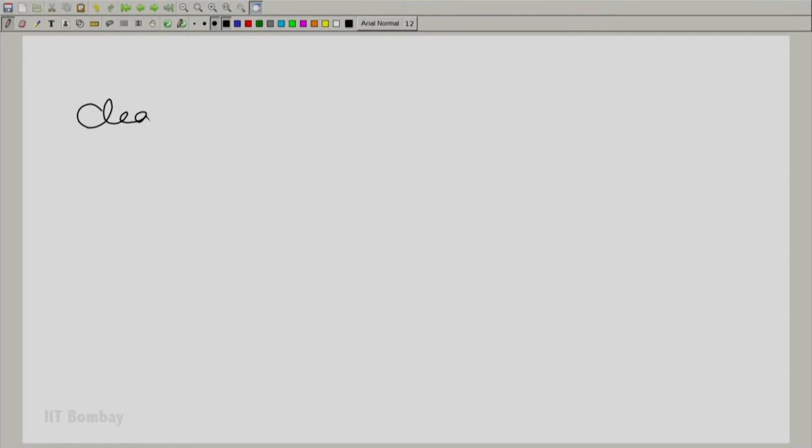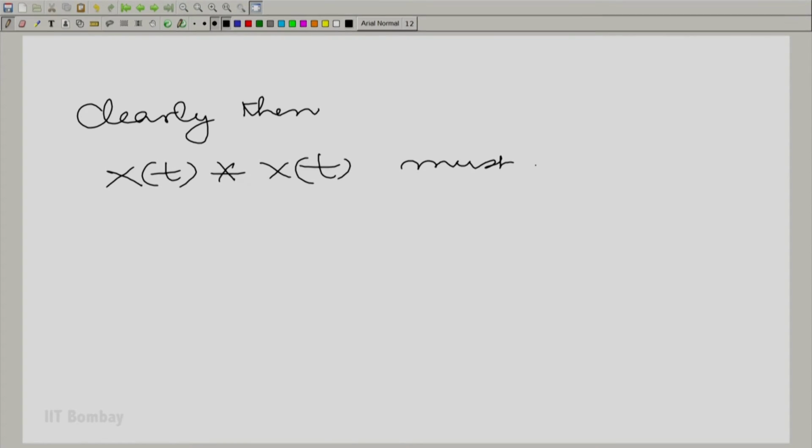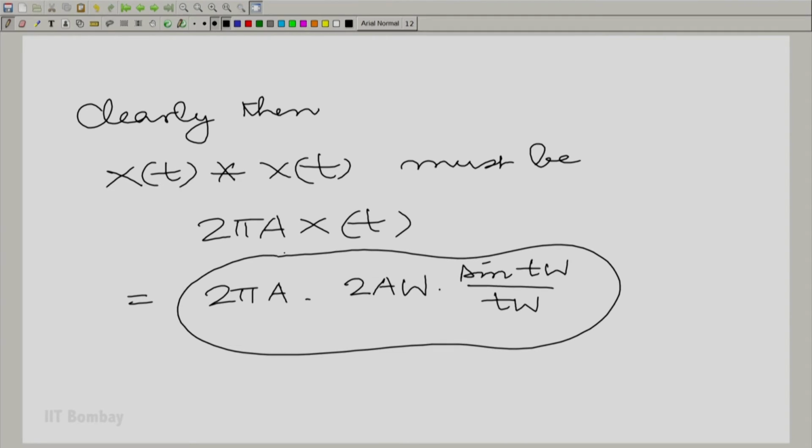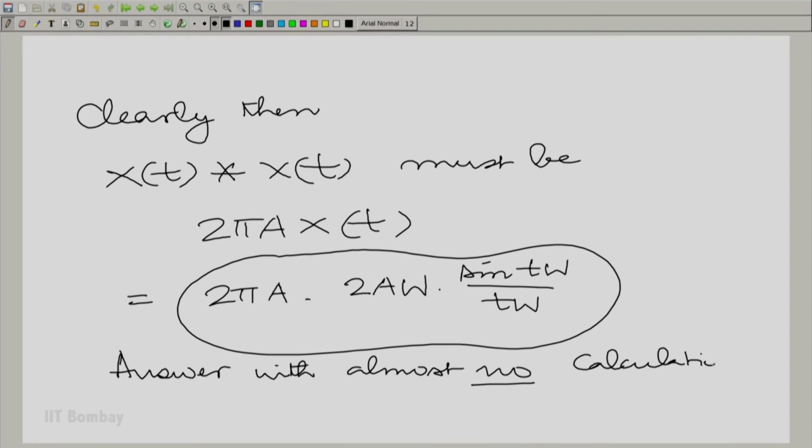So, in fact, I can straight away write down the convolution of x t with x t. Clearly then, x t convolved with x t must be 2 pi a times x t, which is 2 pi a times capital X t, it was 2 a w sin t w by t w. Answer without any calculation, with almost no calculation.